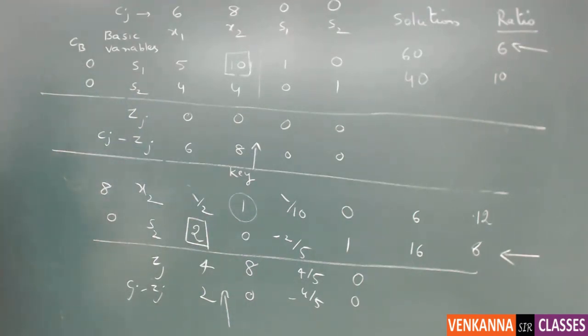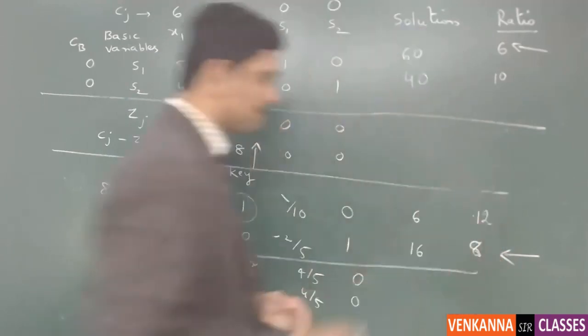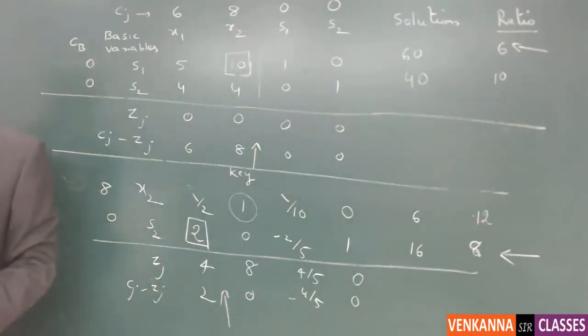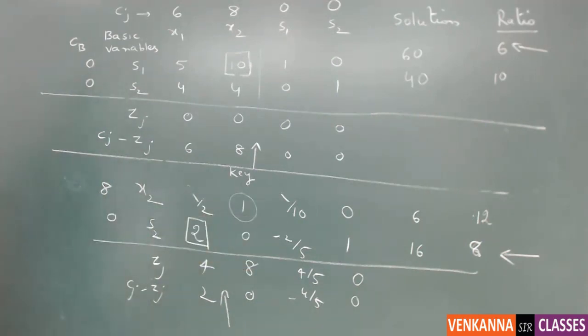Any questions now? If anybody has. Are you following the idea or not? 12, 8. Six divided by 1 by 2, 16 divided by 2. Fine now?